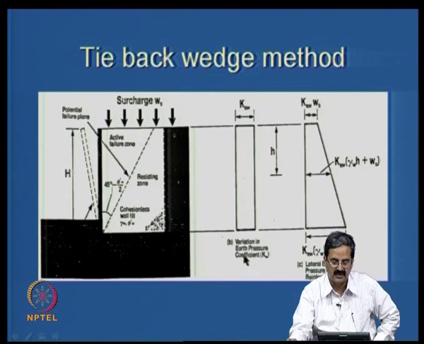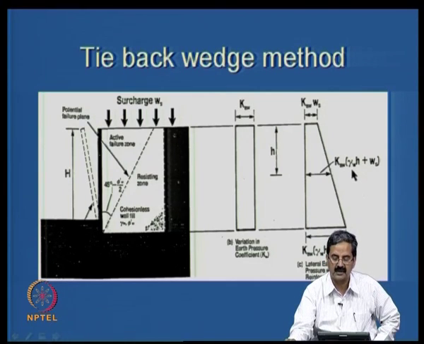So we assume that the earth pressure variation is constant, and the lateral earth pressure diagram will be like this. This is just a Ka constant. This is Ka gamma h, right? Ka gamma h is the pressure, and now you have a surcharge also, Ws, so you add that. So this is the earth pressure at any point due to its variation with depth as well as due to the surcharge. This is called the tie-back wedge method.